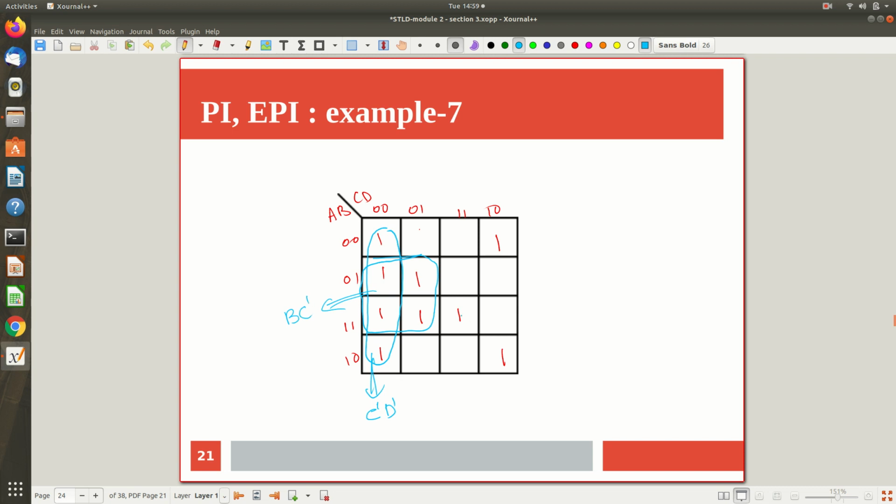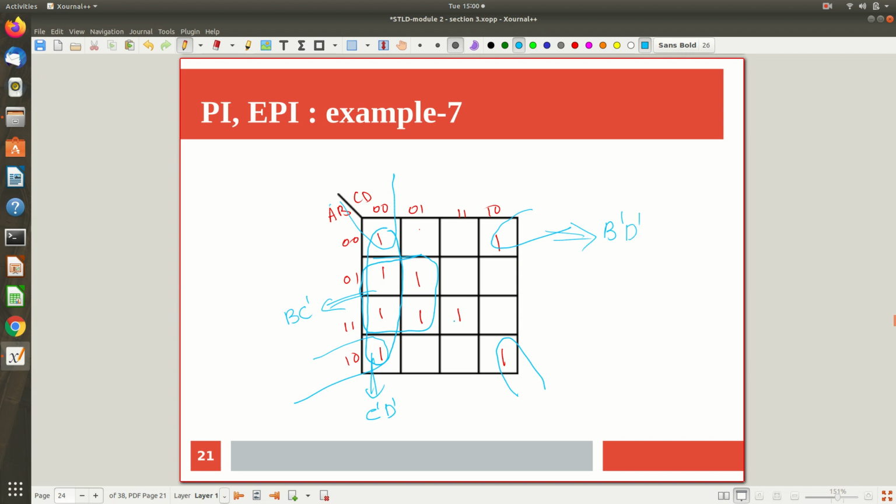Now what about these two ones? The largest grouping possible out of them is the corner group. You can group these two ones, but you can make it a little bit bigger by considering these two corner ones also. So all the corner ones together make this last grouping. First row to last row, A vanishes and B' remains, and first column to last column, C vanishes and D' remains. So this is B'D'.